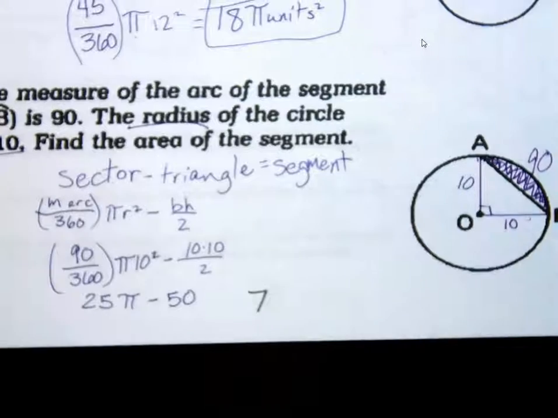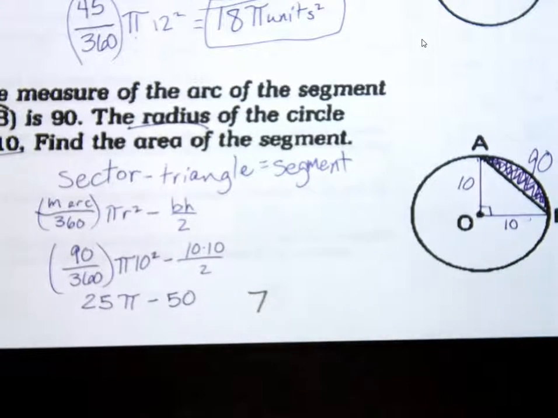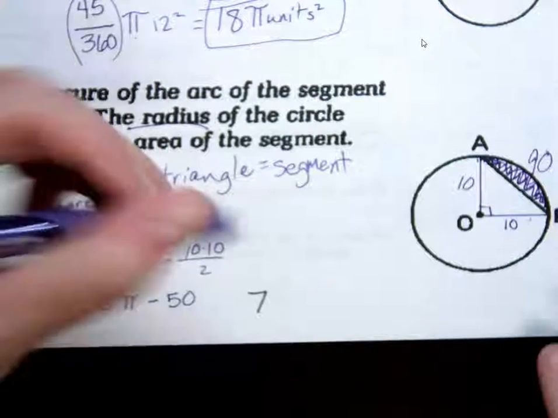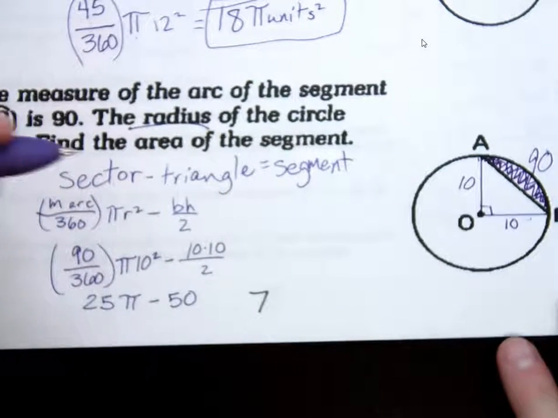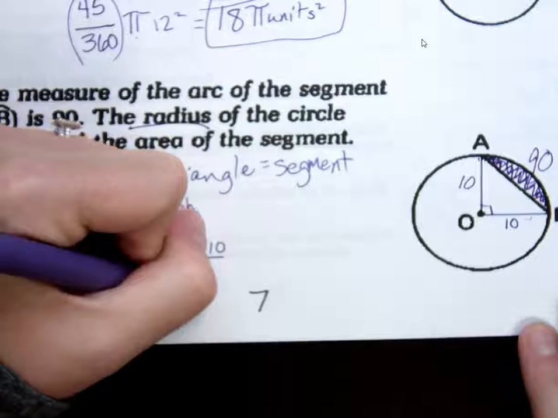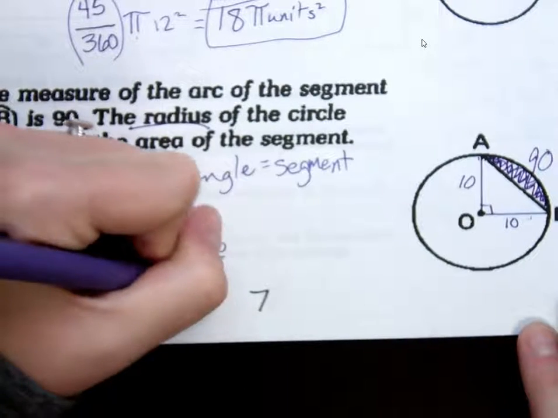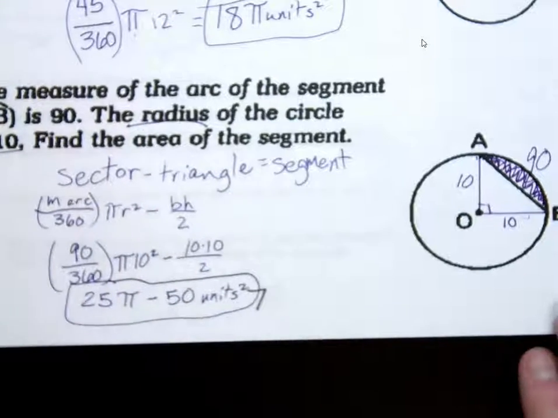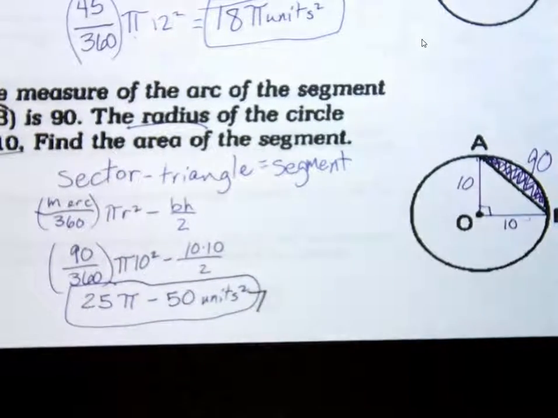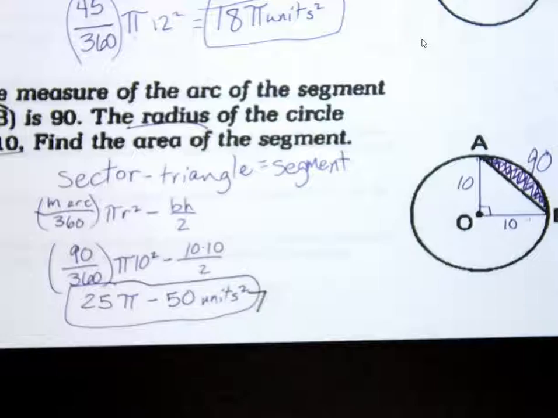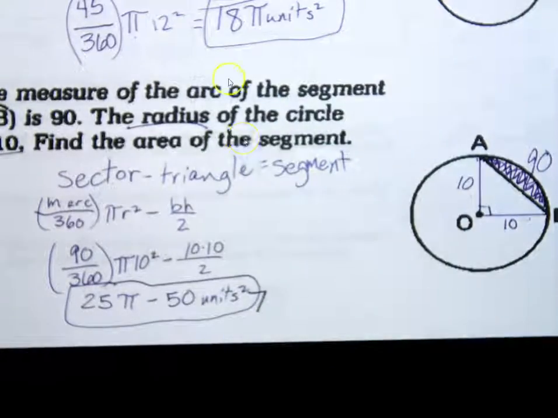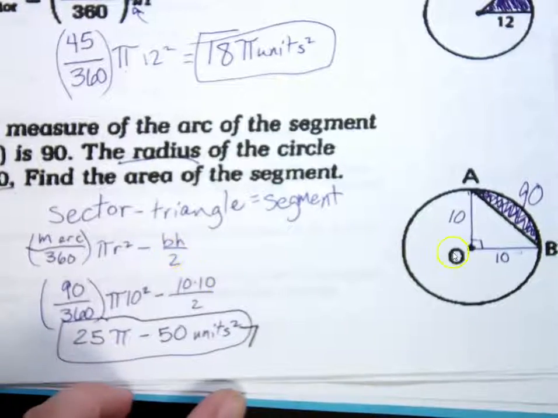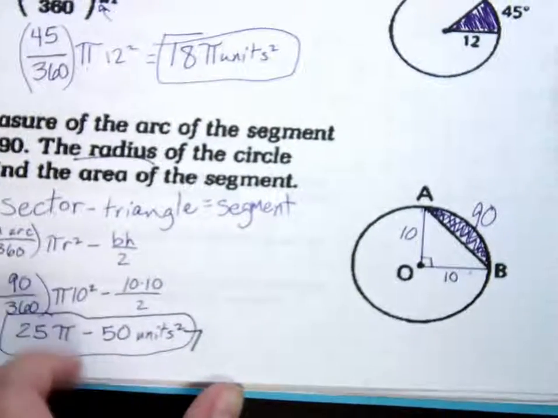Minus 50. Can we combine those now without making a decimal? No, you can't. So our answer is going to look like this. Voila. It kind of looks like an ugly answer, but it's okay. Oh, crazy. Alright. That is all.